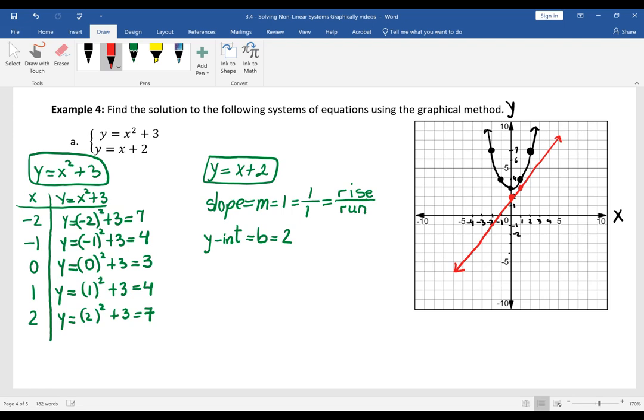Now, what can we say about the two graphs? The graphs do not intersect. Since the graphs do not intersect, that means we have no solution. The system has no solution because the graphs do not intersect.